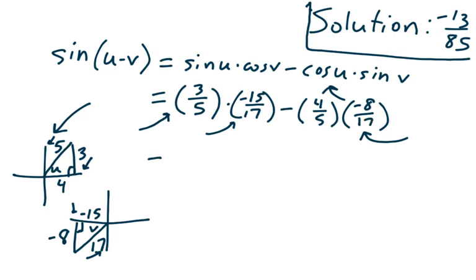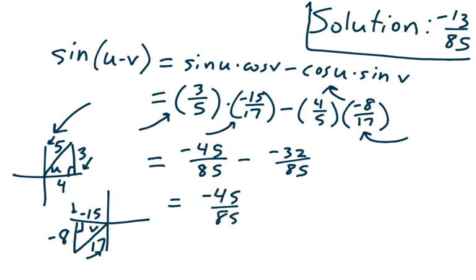The rest is just algebra. Here we go. Let's multiply straight across. We got negative 45 over 85 minus, this becomes a negative 32 over 85. Let's keep going. A minus minus is a plus, so how about negative 45 plus 32 over 85? Adding fractions, we need a common denominator. We got it, so let's just add across. How about negative 13 over 85?